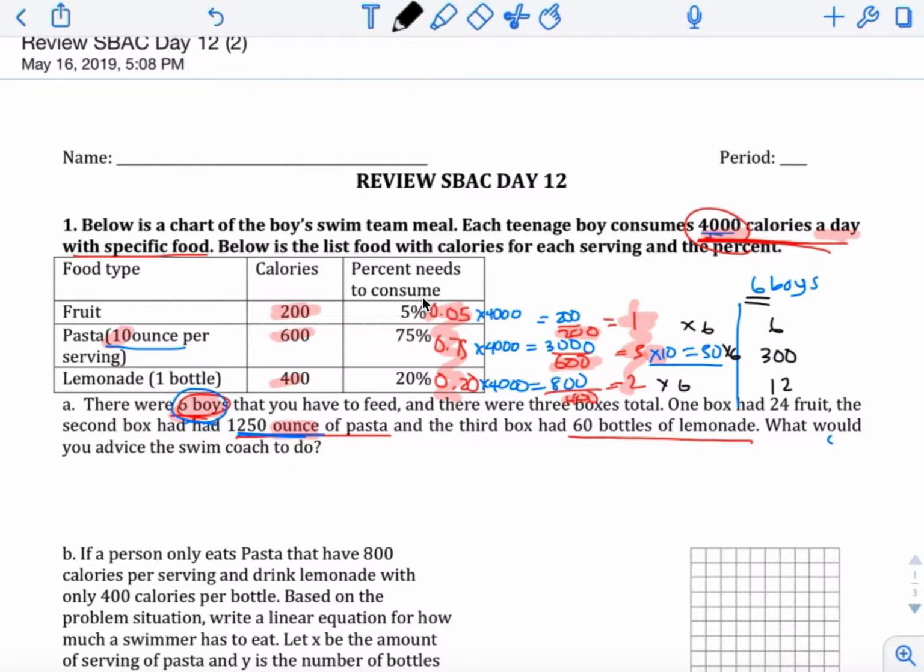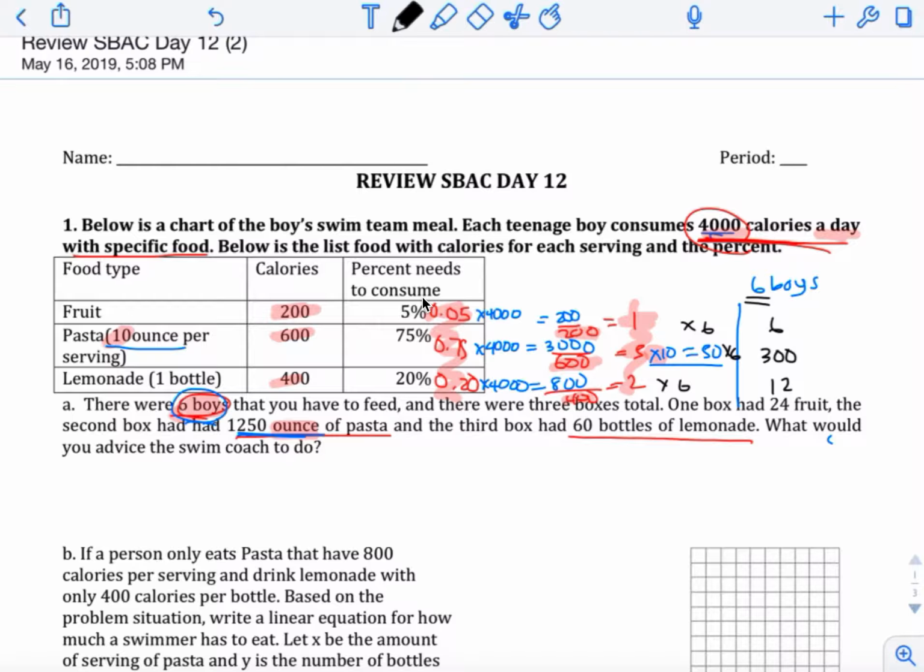Good thing you don't have any ounces. These are all times by 1, so you don't have to worry about changing any units here. But here, 10 boxes of pizza. Each pizza was cut into 8 slices. That's 80 slices. Okay, and then remember pizza, Gatorade: X is slices of pizza, Y is bottles of Gatorade. Make sure you label.